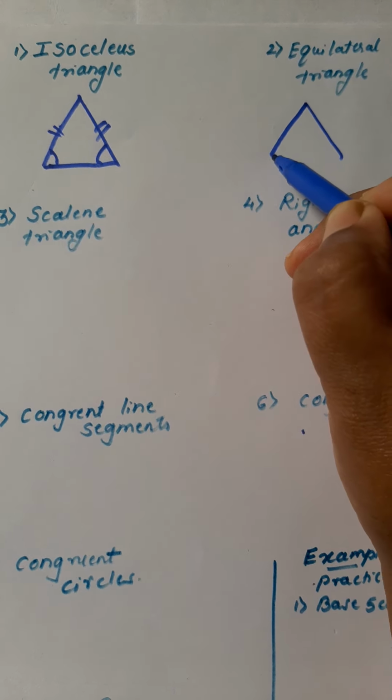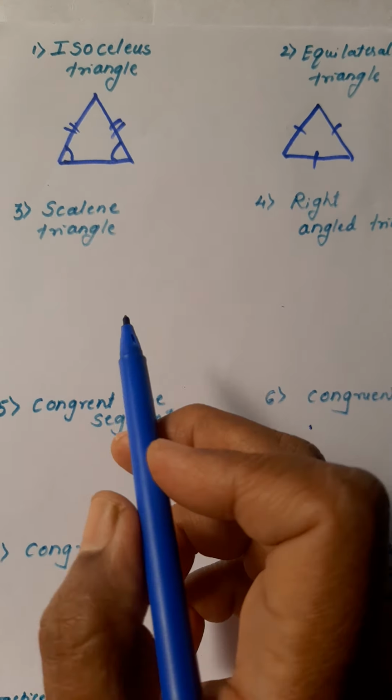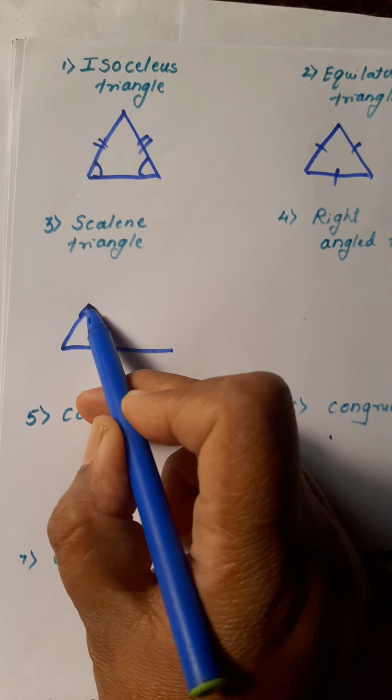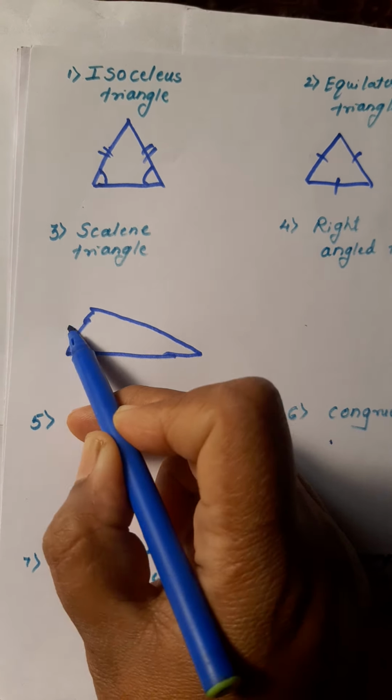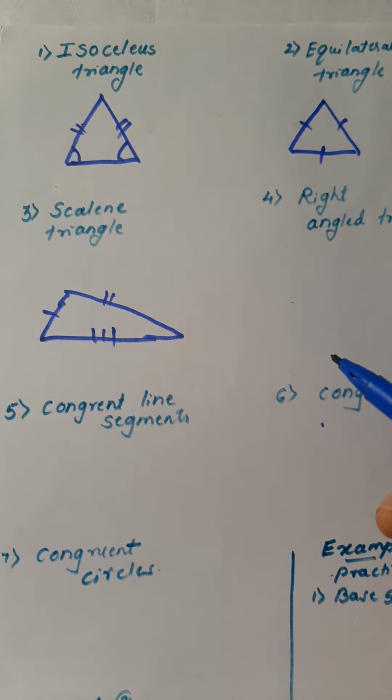Next, it is an equilateral triangle. In this equilateral triangle, all three sides are equal. These are called equilateral triangles. Next, it is a scalene triangle. Scalene triangle means what? Not a single side is equal. It is called a scalene triangle.